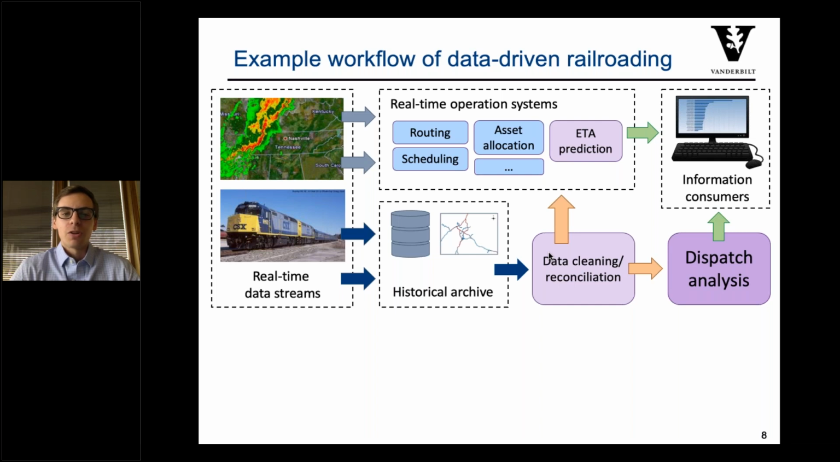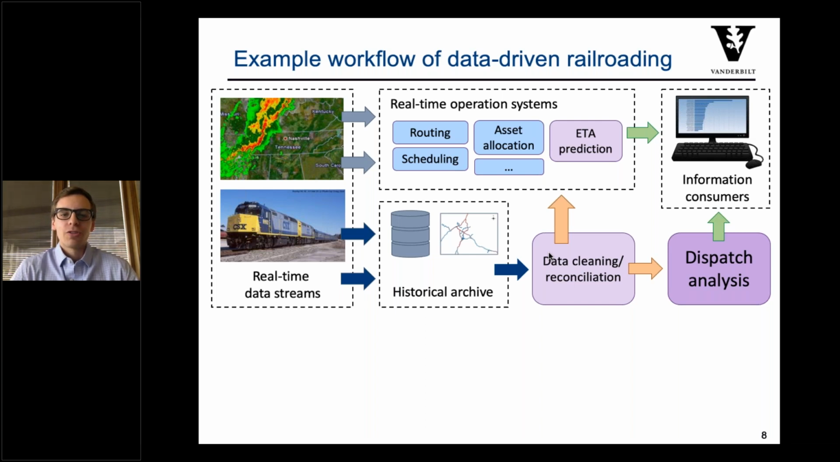Many of those data streams are used in real-time operational systems. Because the railroad is extremely dynamic, things like routing, scheduling, and asset allocation have to be continually adjusted in real time. Some of my previous work that is also included in my dissertation, but we won't discuss today, has been on ETA prediction for particularly variable segments of the rail network, looking at the use of machine learning and historical data to predict ETAs more accurately for trains.